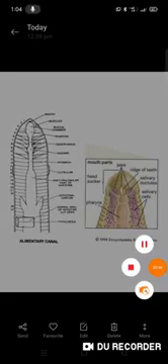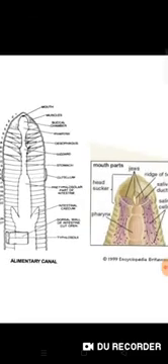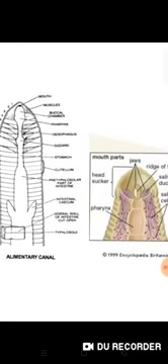and the buccal cavity. The buccal cavity is a very short chamber. The inner wall of the buccal cavity contains 3 jaws. So the second one is the buccal cavity having the 3 jaws.